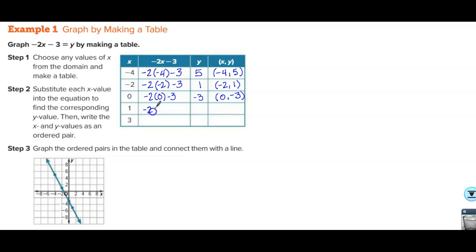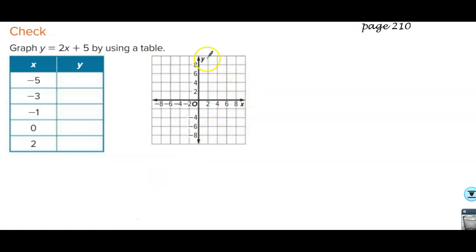And then you substitute 1. Negative 2 times 1 is negative 2. Negative 2 minus 3 is negative 5. It gives us the point 1, negative 5. And then we substitute 3. We have negative 2 times 3 minus 3. This gives us negative 6. Negative 6 minus 3 is negative 9. So we would have 3, negative 9. And then you would just go over here and graph the points that you found and graph the equation. It's time consuming, I get it.